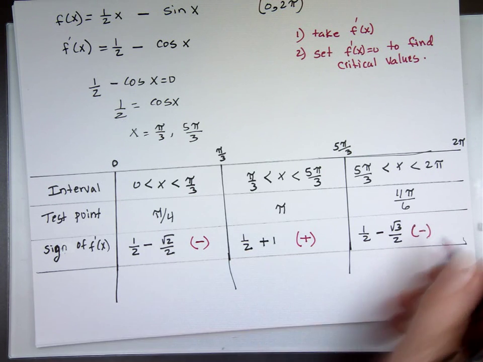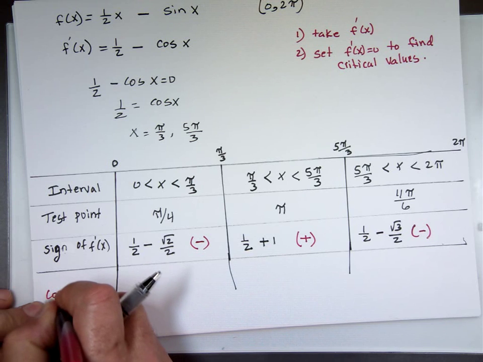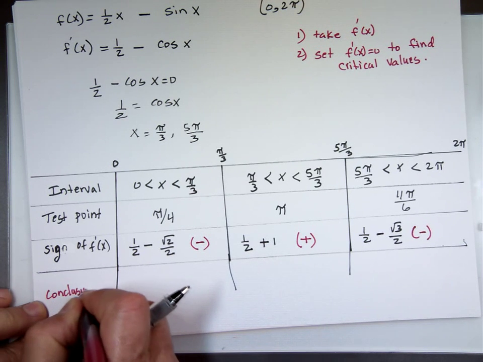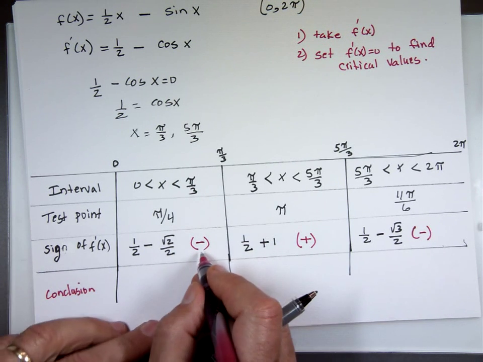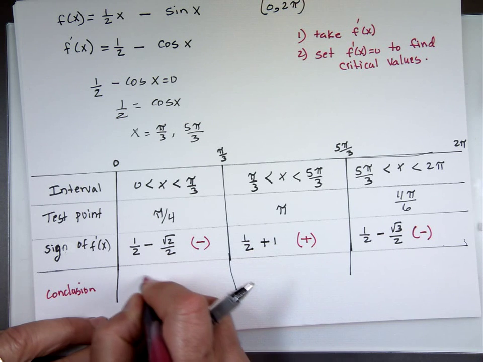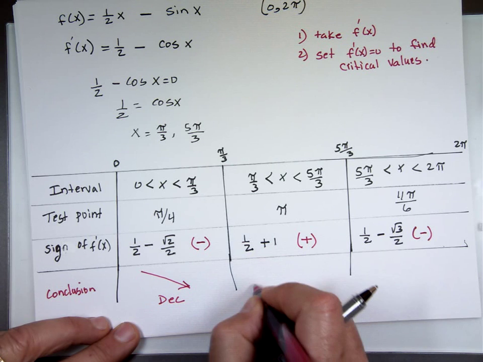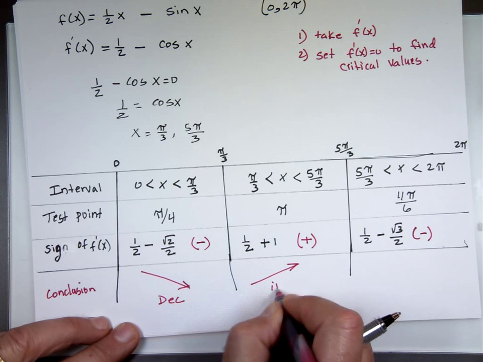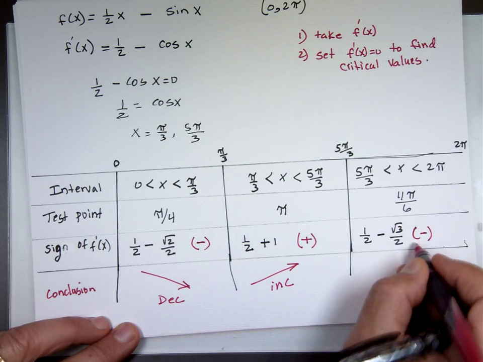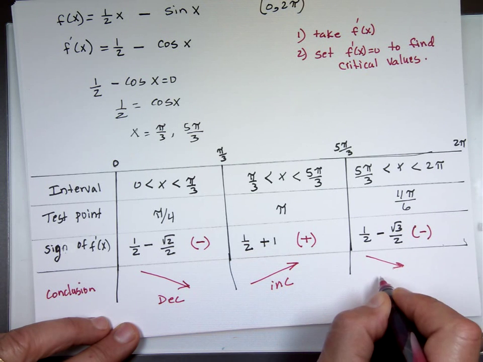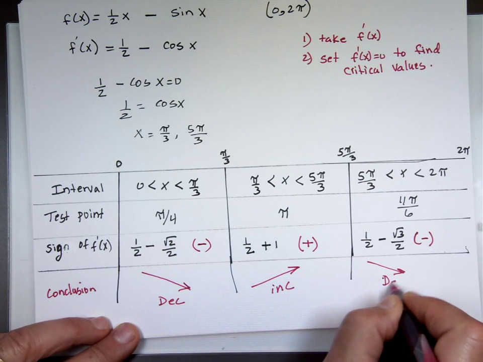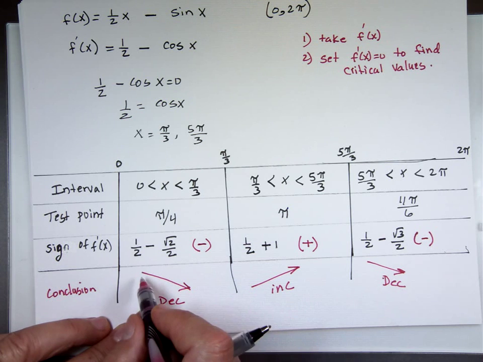Now the conclusion. The derivative is negative. What does that mean? Decreasing. The derivative is positive. What does that mean? Increasing. The derivative is negative. What does that mean? Decreasing. So guess what? Decreasing, increasing. What's the story with this point?